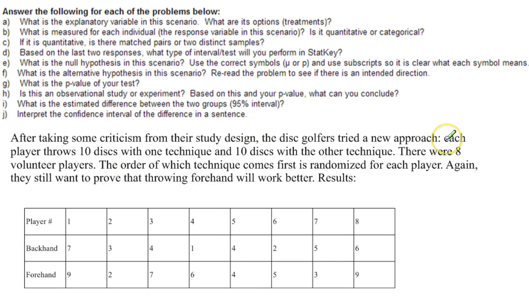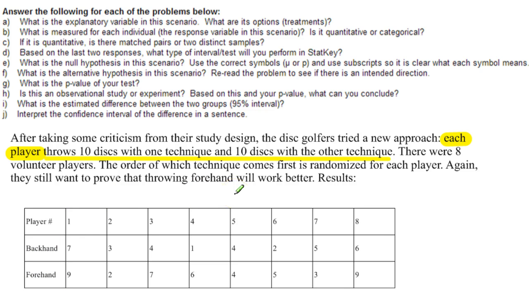Now, the key thing here is that each player throws 10 with one technique and 10 with the other. So that means that each player is actually in both treatment groups. Now, obviously, they can't do it at exactly the same time, but overall, they'll do one of them first. It says the order of which one comes first is randomized, so they'll do one of these first, backhand maybe, and then do the forehand. Other people will do them in reverse order.